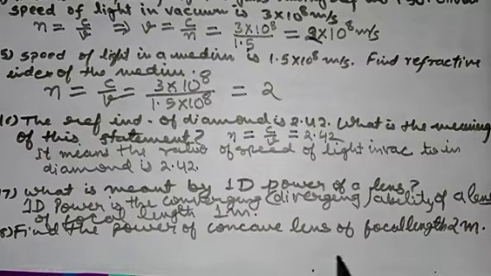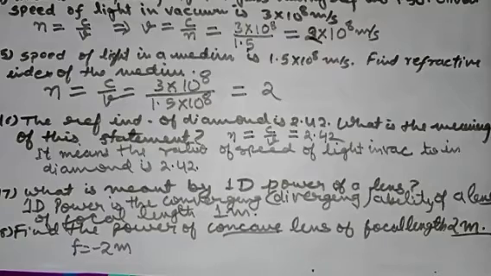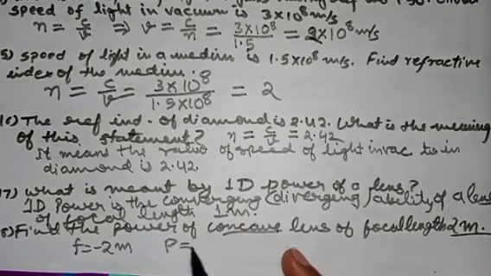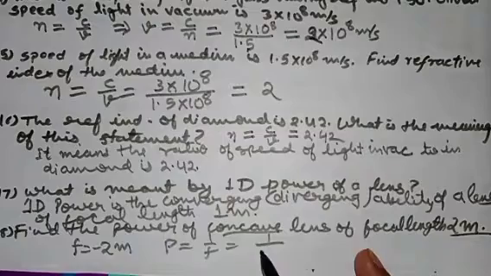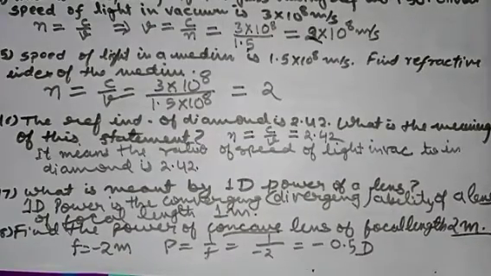Find the power of a concave lens of focal length 2 meter. So f equal to minus 2 meter. Why minus? Because it is concave. So power of lens is 1 upon f, which is 1 upon minus 2, is minus 0.5 diopter.